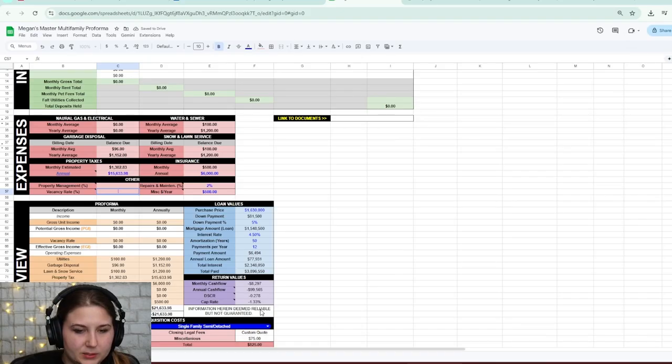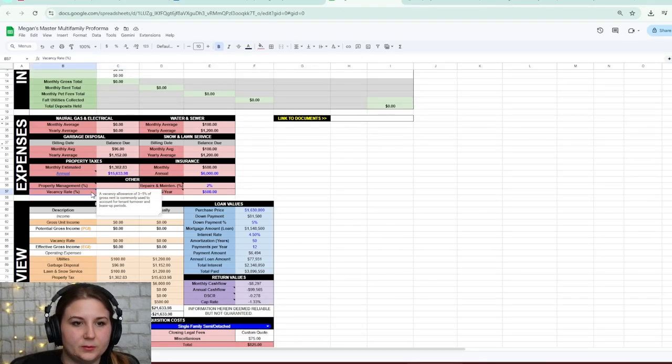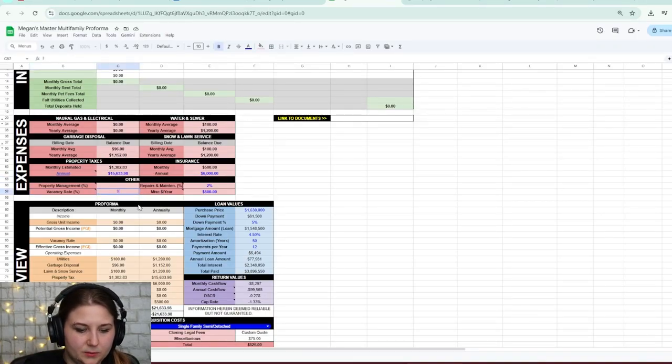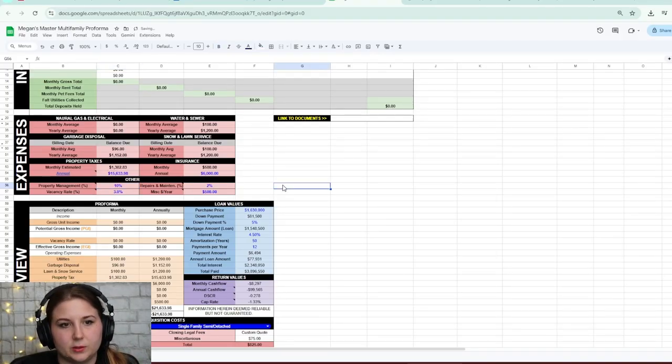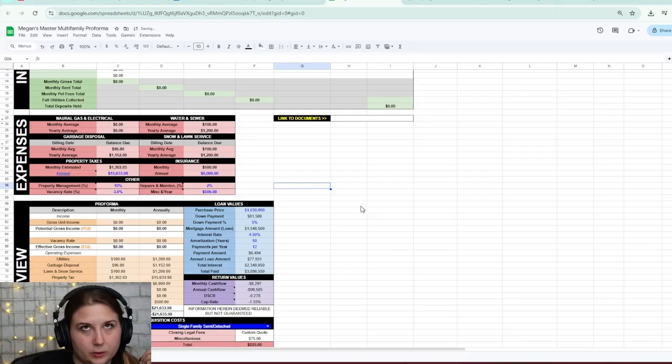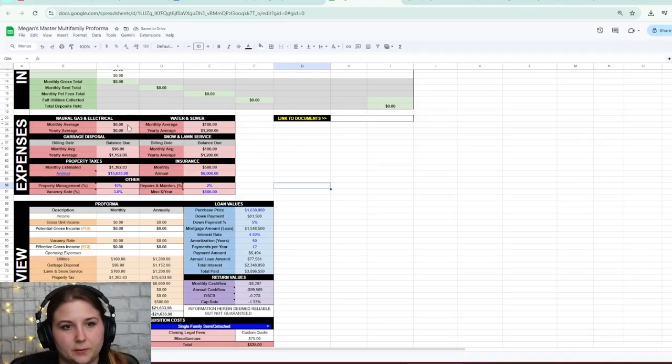Vacancy rate in Edmonton is typically between 3 and 5%. You can see I actually have little notes in here for you guys as well. But I'm gonna throw 3% in. Property management fee will be right around 10 to 12%. Some of the better property managers, actually I only know one that charges 12, but the rest of them are at 10. So we already have that filled in.